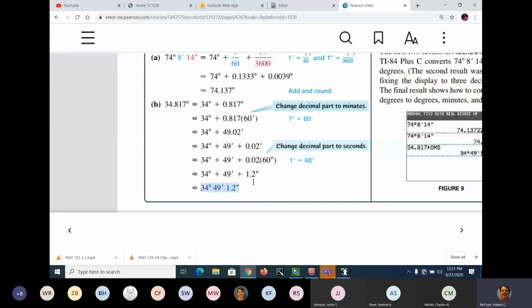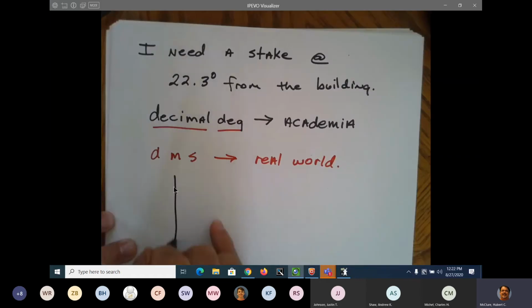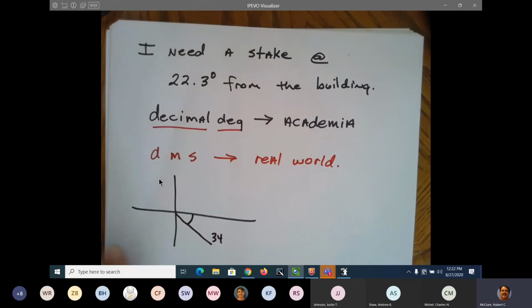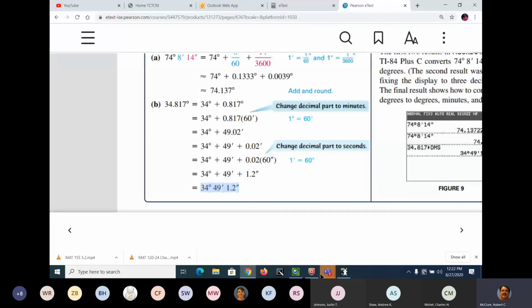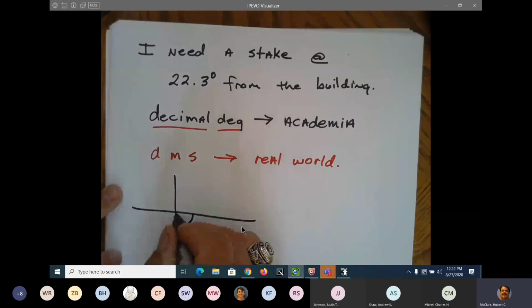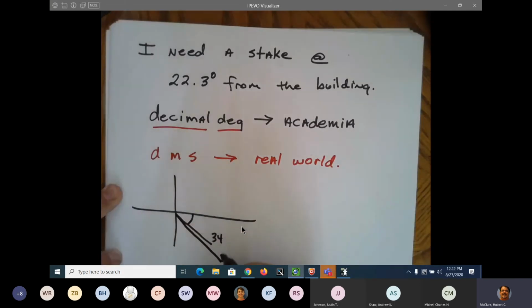So when you turn 34 degrees in the real world, you might turn like right there. That's 34 degrees. 34 degrees, what was that? 34 degrees, 49 minutes. 34 degrees, 49 minutes is close to 35 degrees. So 34.39 would be right there.